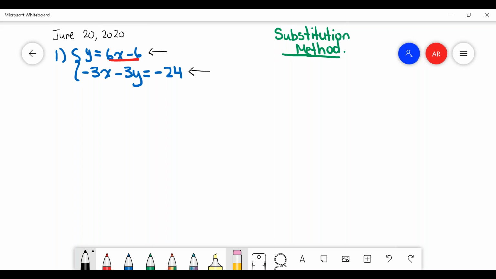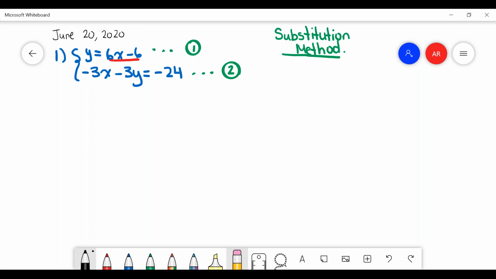It can either give you the value for y or x, and using that value, you need to substitute it into the second equation. So I'll show you what I mean by this. It states in the problem that y is equal to 6x minus 6. Looking at our equations, I'm going to name the first one equation 1, and the second one equation 2. In equation 1, this is where they give you the value for y. We know that y is 6x minus 6.